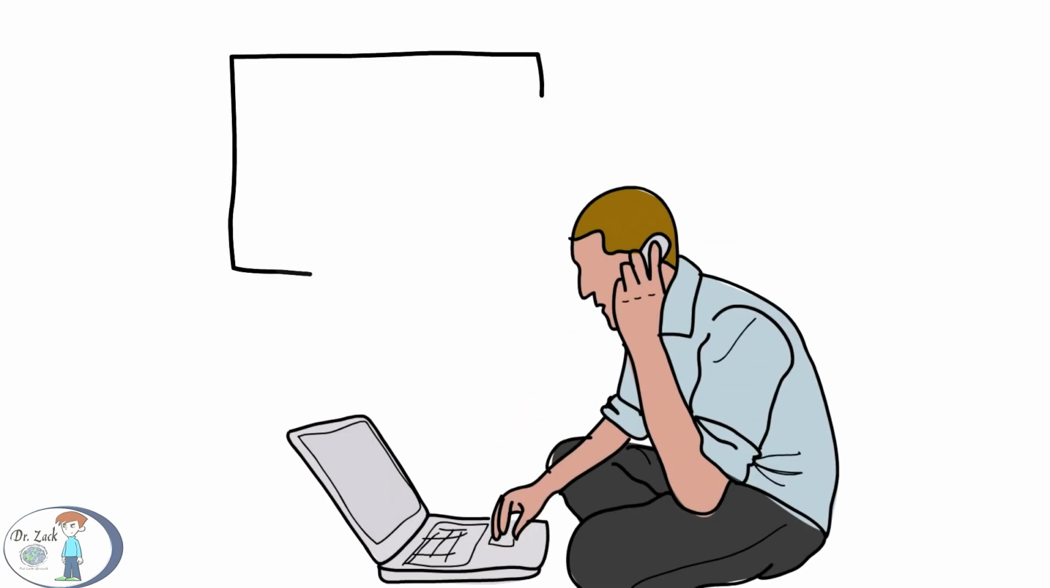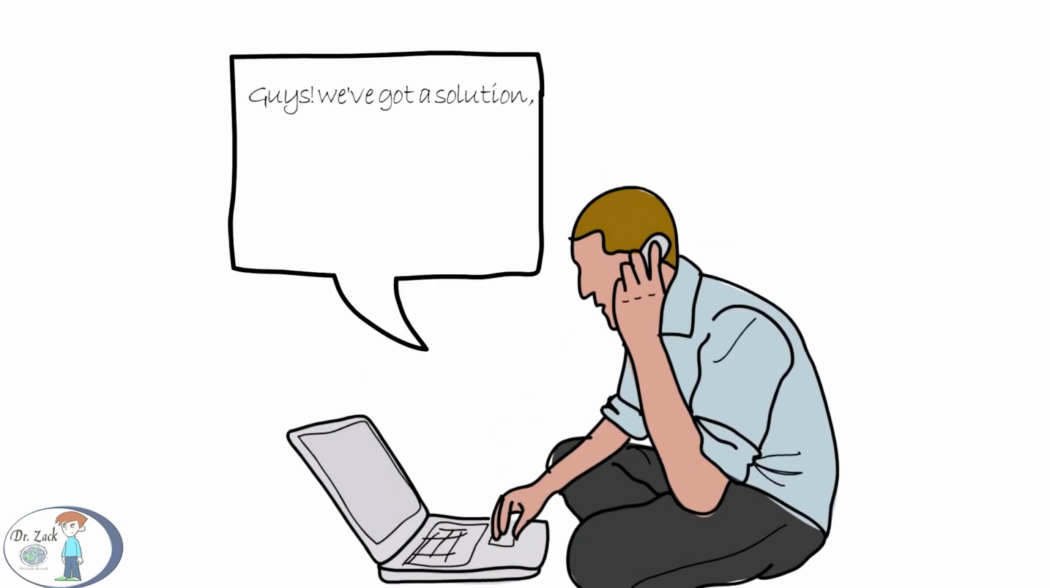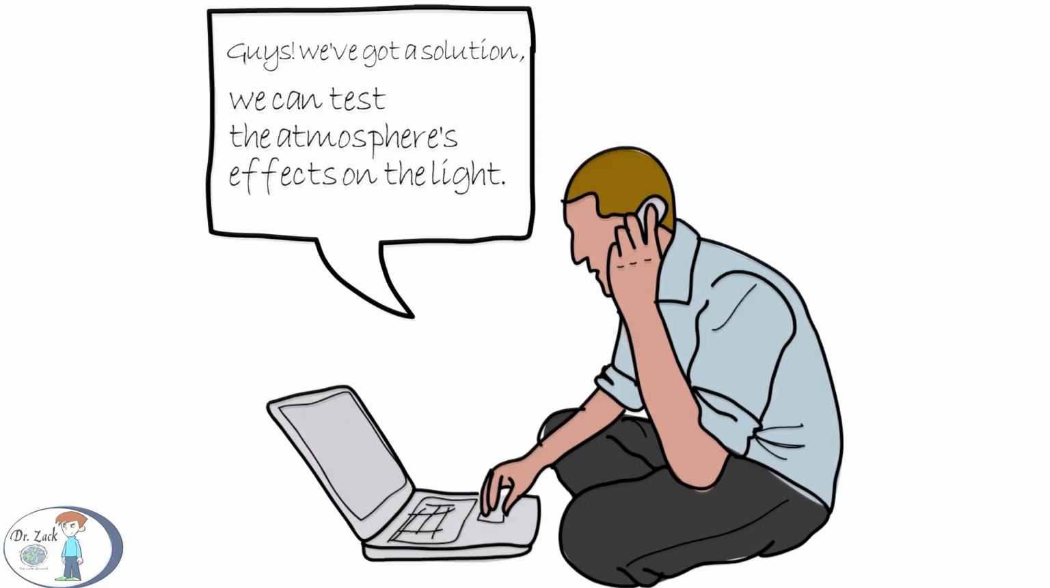Once I discovered it, I told my team, guys, we've got a solution. We can test the atmosphere's effect on the light. After we had everything fixed, we started to compare it with real life. We actually took some real sunset videos and compared them with both the flat Earth model and the globe Earth model. And guess what? If you play the 3 videos at the same time, you would not know where the flat Earth model is, because it really looks like real live videos.